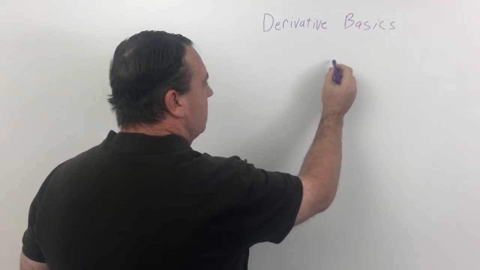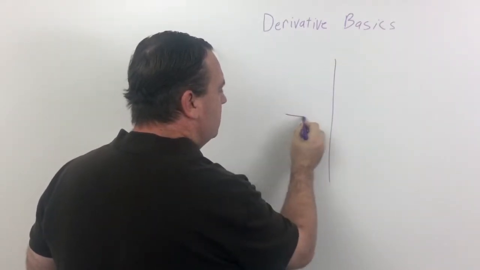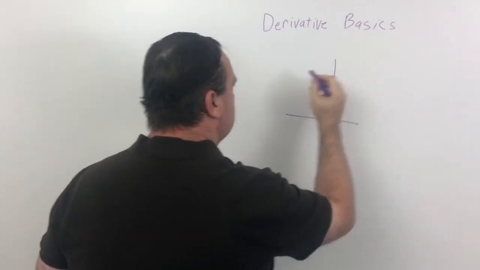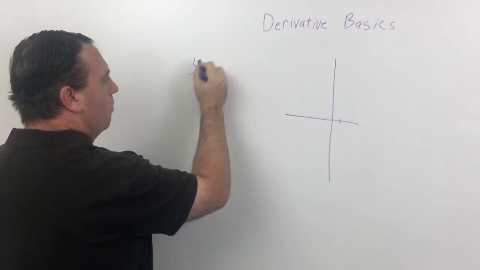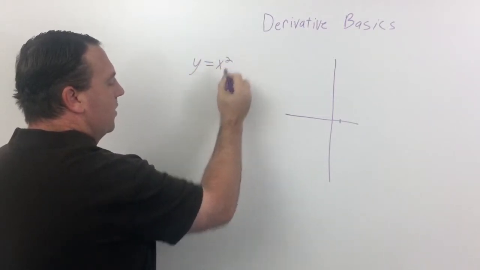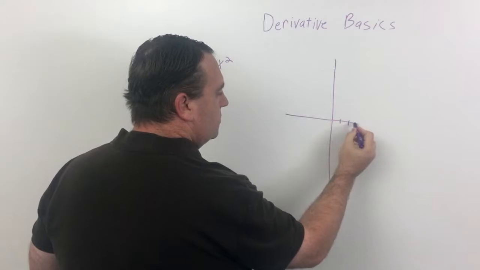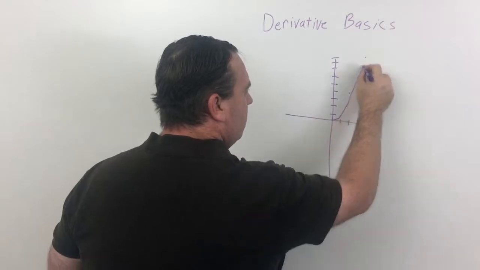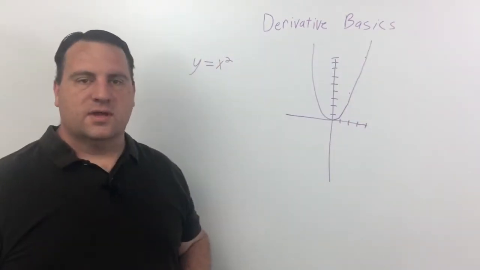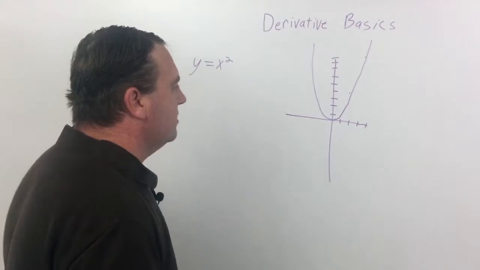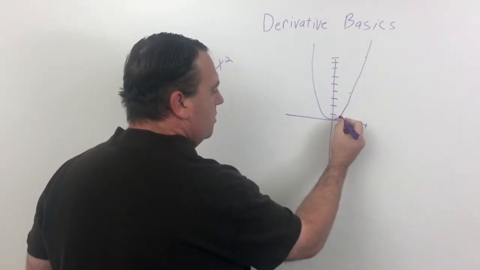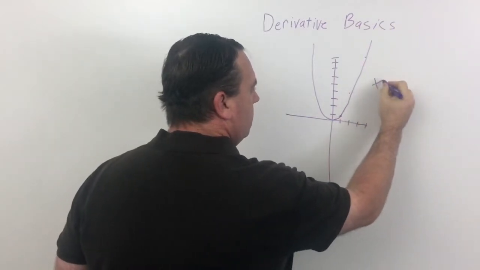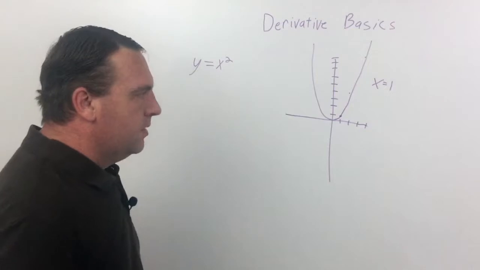So let's imagine we have a curve, and this is going to be a parabola. Let's just say that the equation is y equals x squared. So let's draw that on the board. In this y equals x squared, let's say we want to find the slope right at x equals 1. Okay.